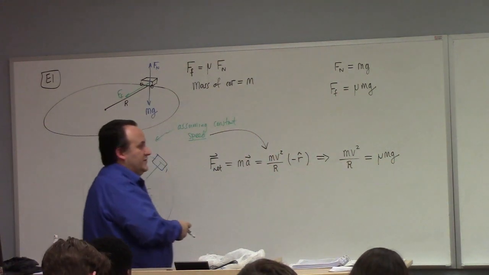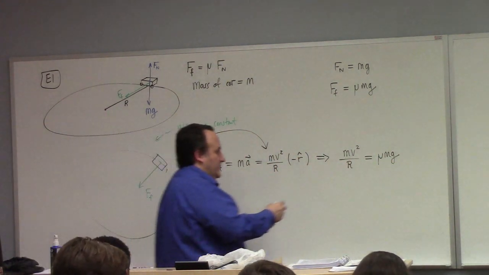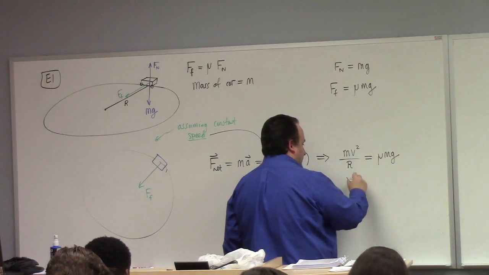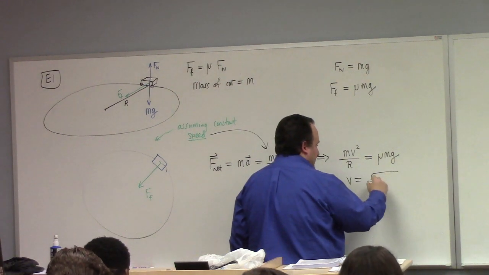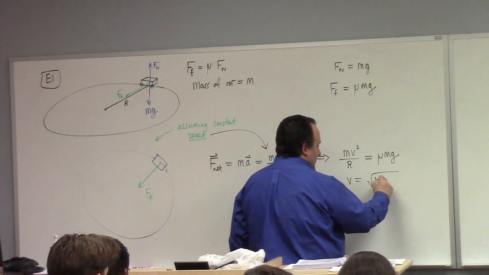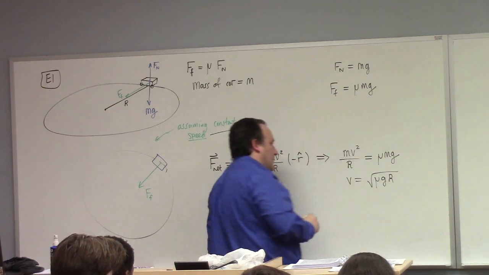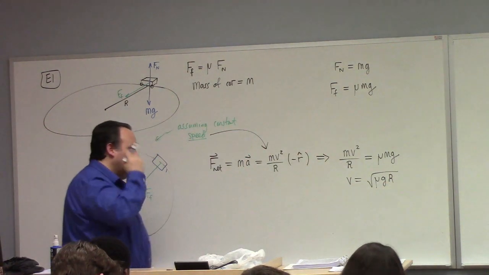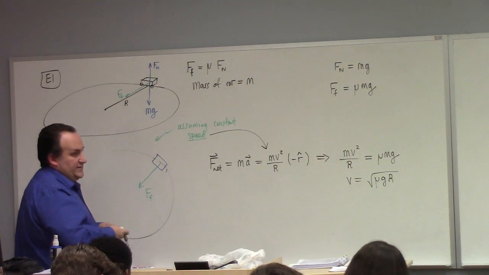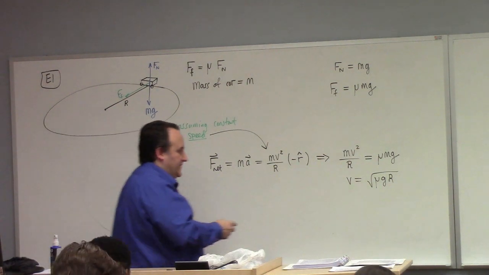All right. So in this scenario, we have the following relation, the max speed would be what? The m's cancel, and it looks like we've got the square root of mu g r, I believe. Because the m's cancel.